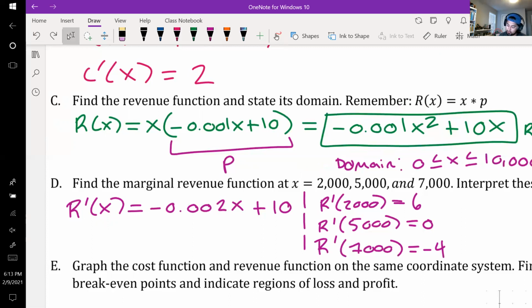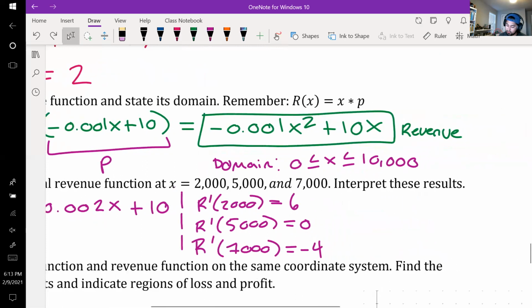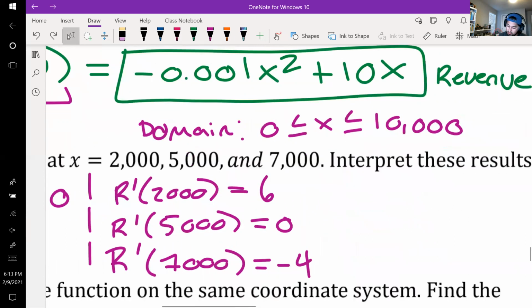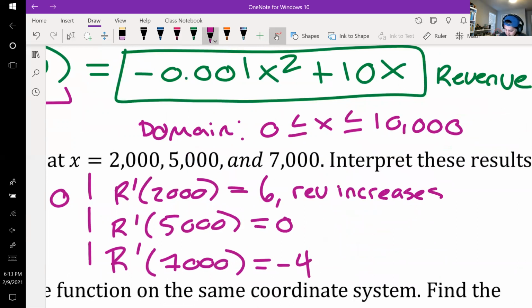Okay, so if I'm going to take a quick guess at it, this means that our revenue will increase by 6 when we get to 2,000 AirPods, and then it'll increase by 0 when we get to 5,000. So is there an increase or a decrease or neither? Neither. It's just going to remain the same. So it's like a constant. Good. Revenue is constant. And then at 7,000 AirPods, you're going to decrease by 4. There you go.